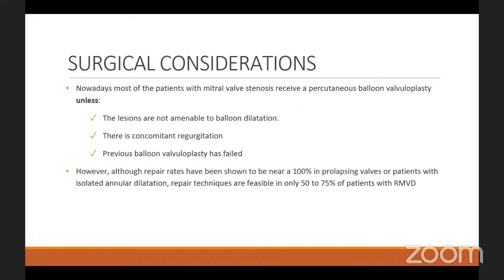So, a surgical consideration. Now, most of the patients with mitral valve stenosis receive a balloon valvuloplasty, unless the lesions are not amenable to balloon dilatation, there is a concomitant mitral regurgitation, or a previous balloon valvuloplasty has failed. However, as repair has been shown to be 100% in myxomatous disease, it's only feasible in 50 to 75% of patients with rheumatic valve disease.